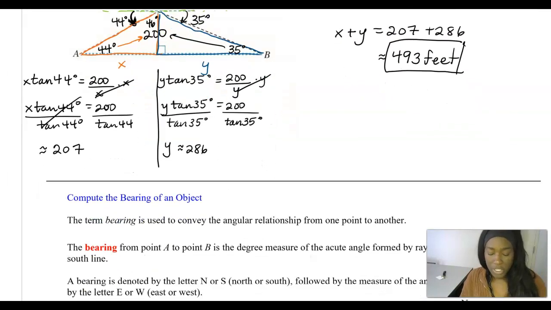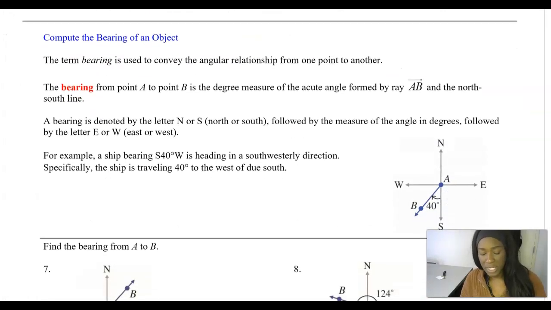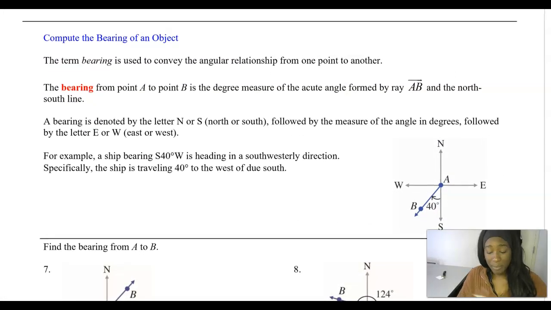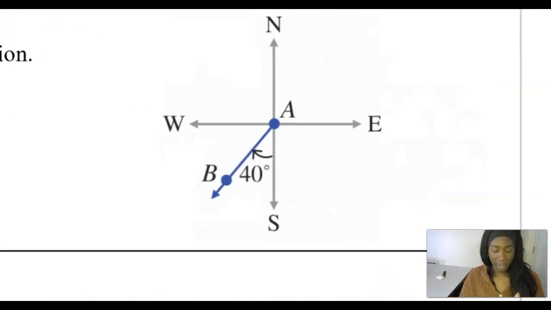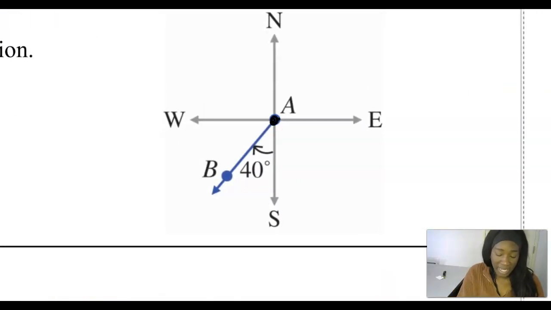Now, before we move on and look at different types of word problems, we need to make sure we understand what a bearing of an object is. So bearing is used to measure angular relationships between 2 points, and I'll explain with this example. So we have a point A and we have a point B. The first thing we have to do is put a north-south axis running through our first point, the point that we are measuring the bearing from. So this is a bearing measured from A to B.